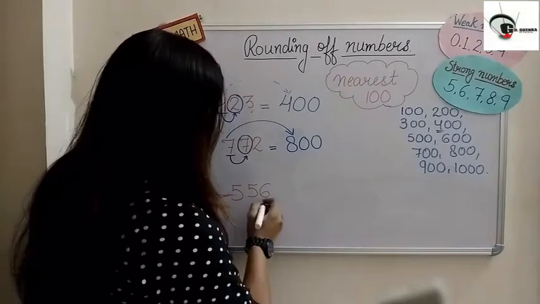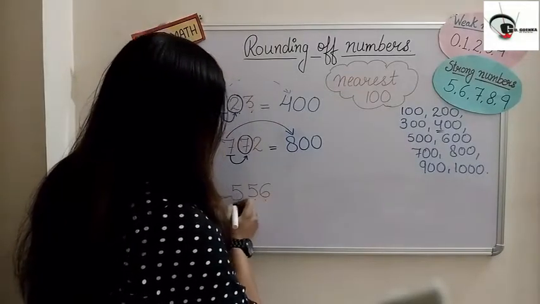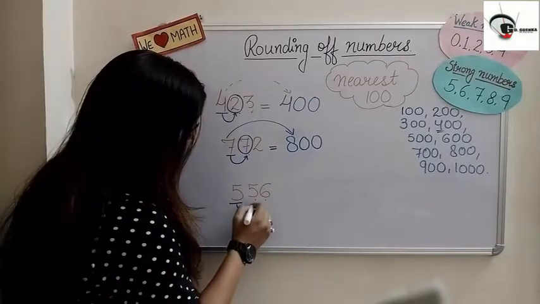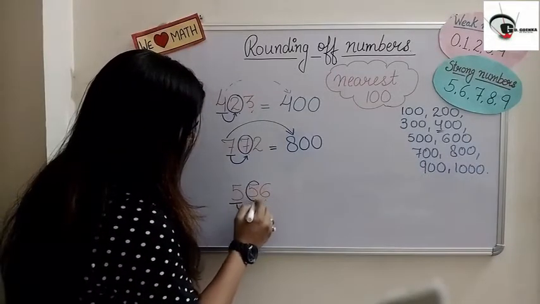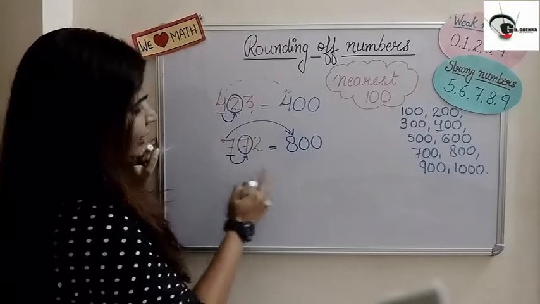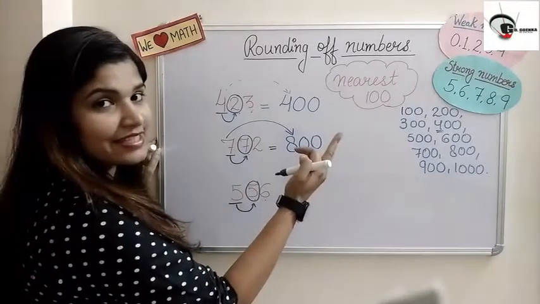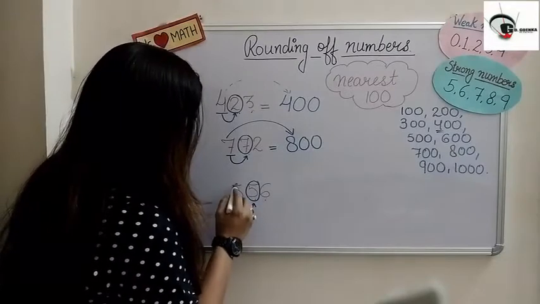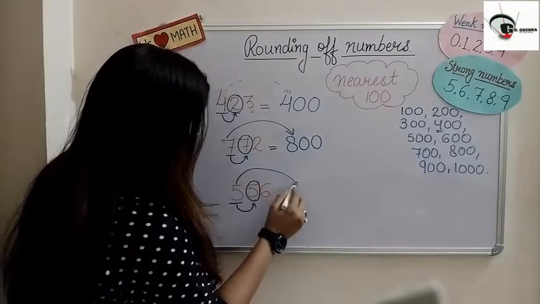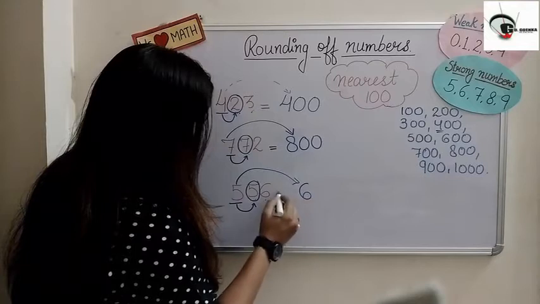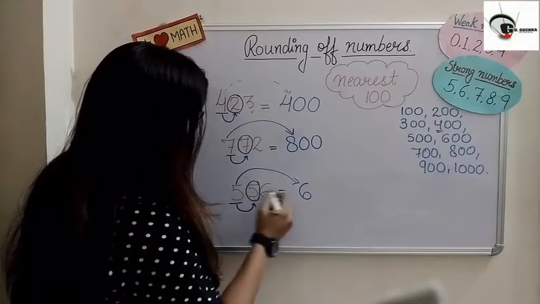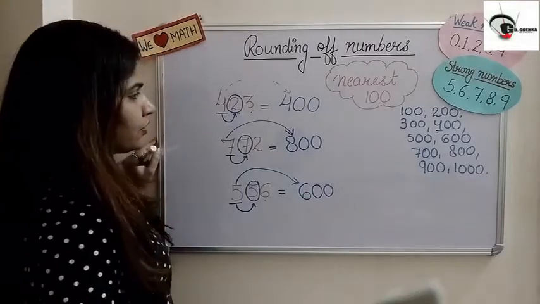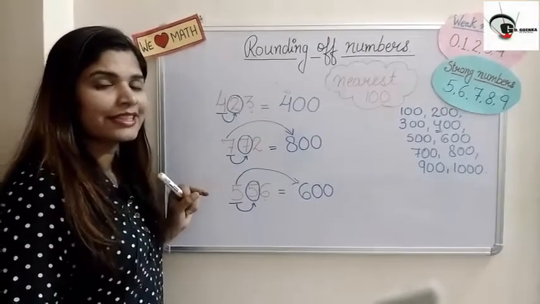Next number: ones, tens, hundreds, and we are going to circle this 5. 5 belongs to, yes, the strong numbers. So it is going to push this 5 to the next value, that is 6, and these two numbers will become 0 and 0. Got it? Yes.